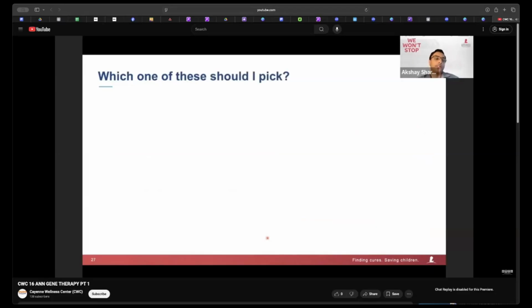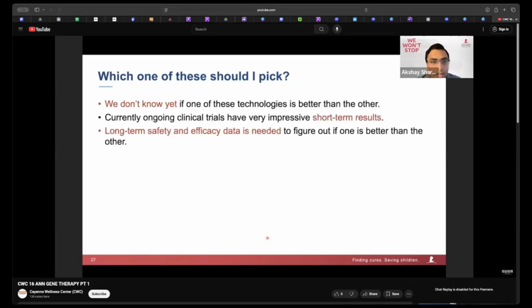And so this is the question I am usually asked. Which one of these therapies should I pick? Which one is the best? Just tell me and I'll do that. The short answer is we don't know. I can't tell you if one of these technologies is better than the other.